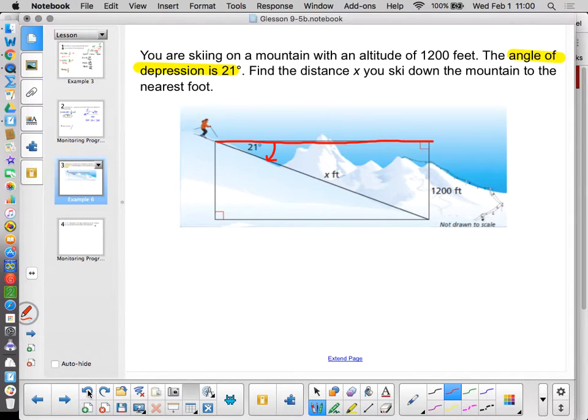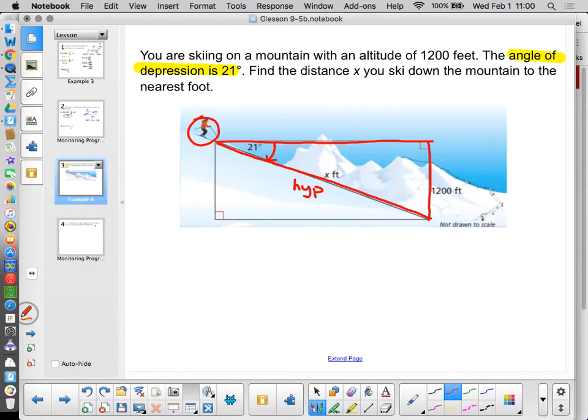But the picture's already drawn for us, and what it is asking us is if this is a 21-degree angle, so the picture's all drawn up for us. We've got our nice right triangle. We know the drop here is 1,200 feet. We know my angle is right here. I've already got a person drawn in, so we're great. That's my perspective. Which is the hypotenuse? X. X is the hypotenuse.